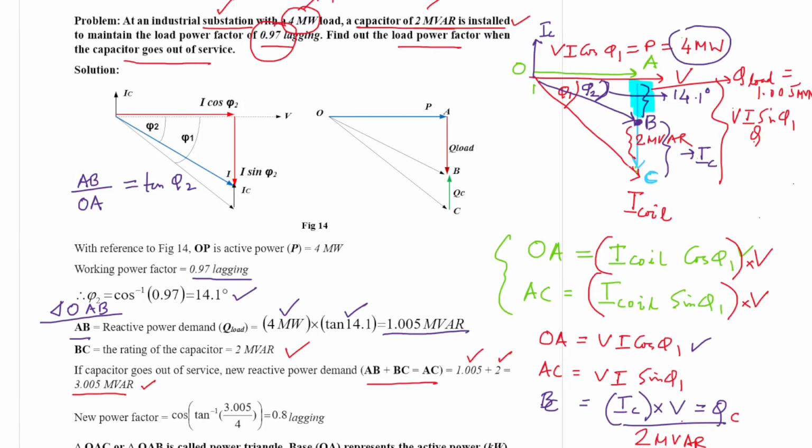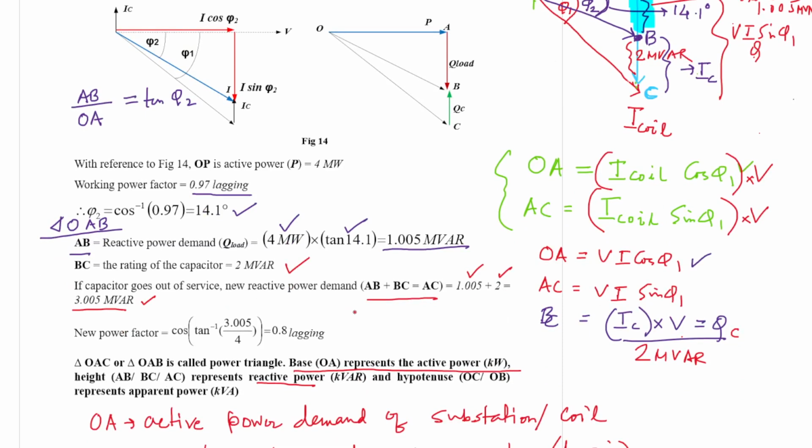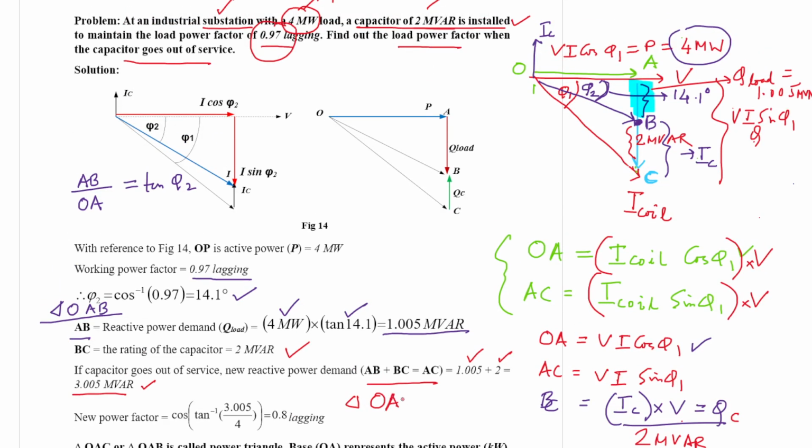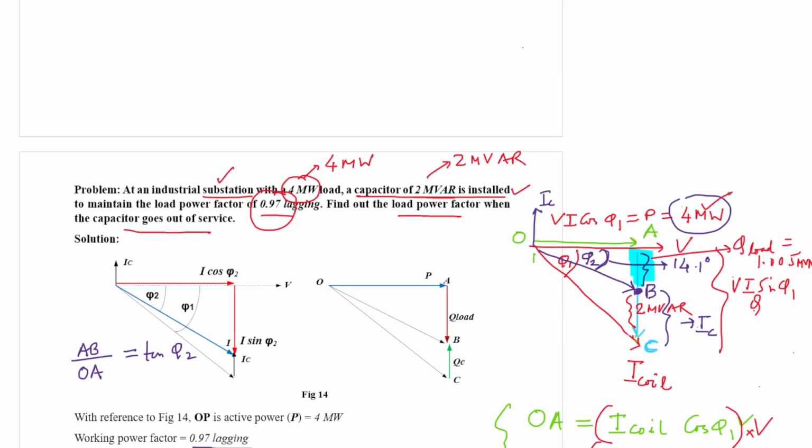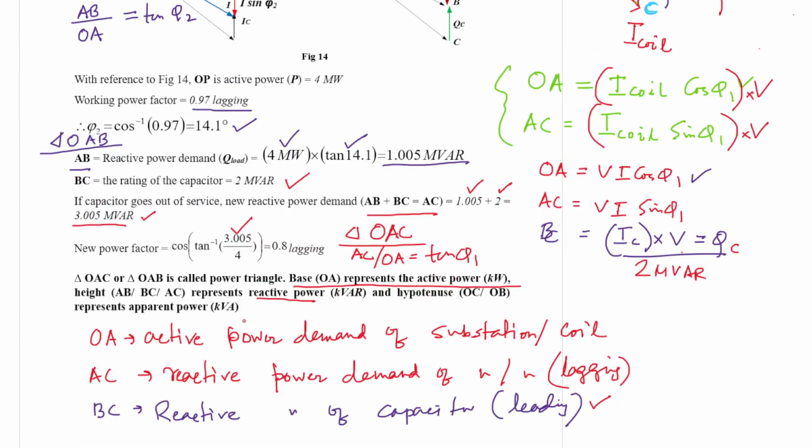Now the new power factor phi 1. From triangle OAC, we can write AC by OA, which is equal to tan phi 1. So AC is known, which is this value 3.005. OA is known, which is 4 megawatt. If you solve this, it will come out to be 0.8 lagging. So the new power factor is 0.8 lagging.